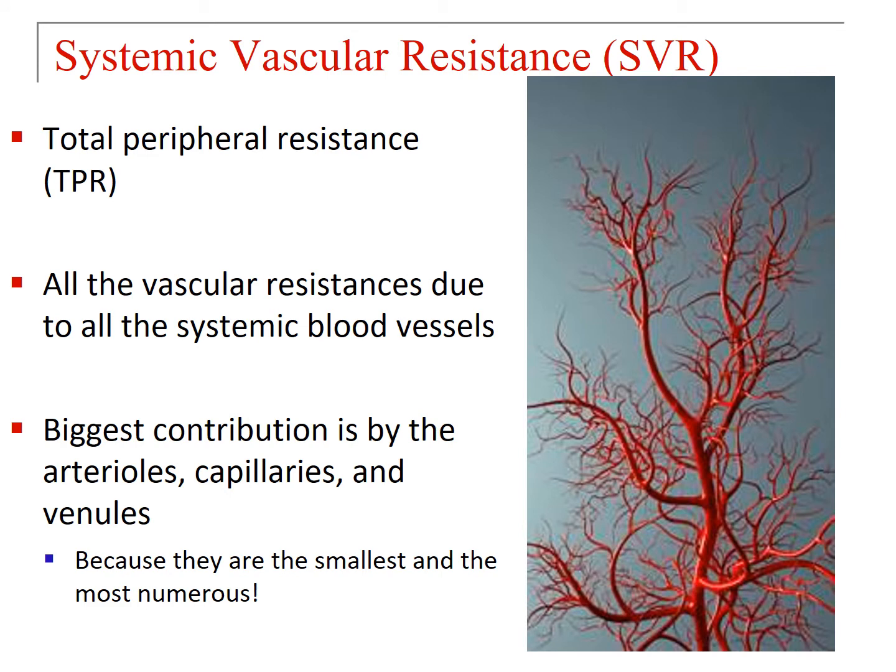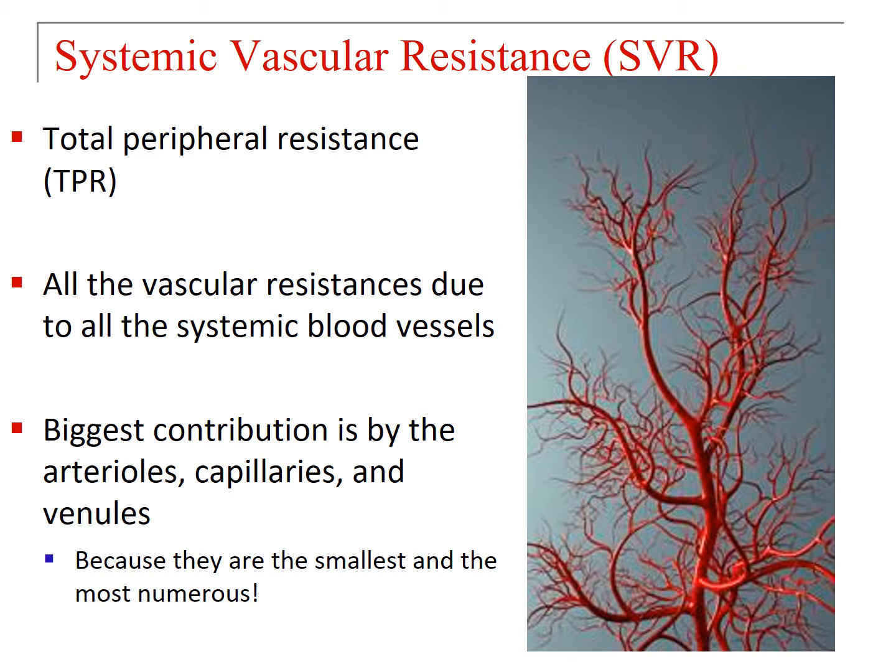Systemic vascular resistance can also be called total peripheral resistance, and this is essentially all of the vascular resistances due to all of the systemic blood vessels. So basically this is generated by friction between all of the blood in the circulatory system and the walls of all of the blood vessels in the circulatory system as well.